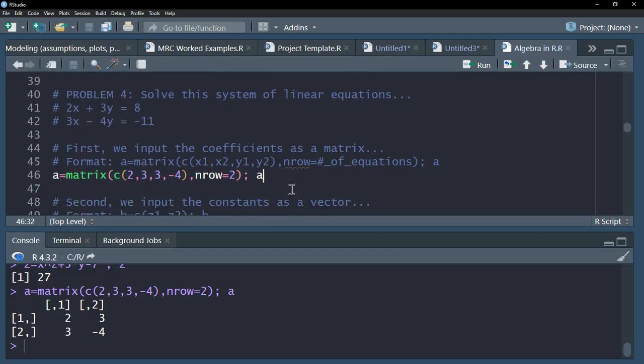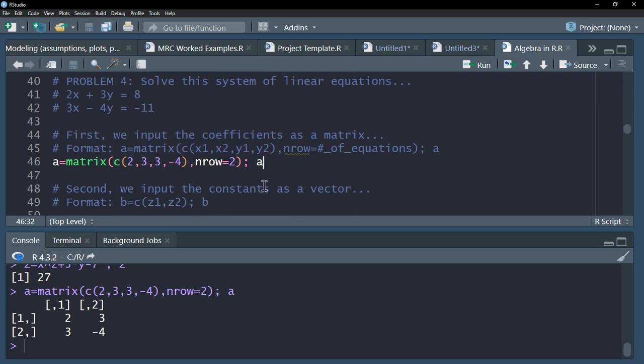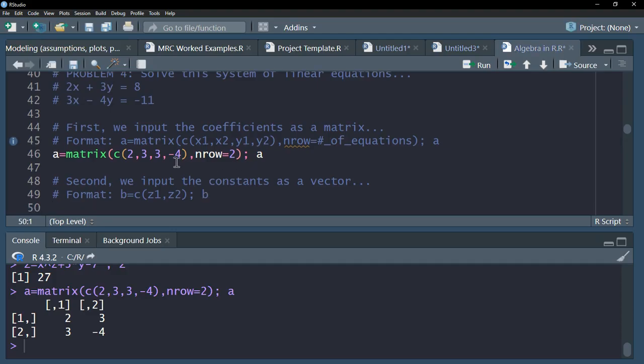All right, next we do the same thing, but it's even easier because we're just going to put these constants, 8 and -11. Remember, the constants are the parts that aren't multiplied times the variables. They're just sitting around on their own. They're constant. We're just going to enter them. We're going to call them B. We called our matrix A, so we're going to call this B.